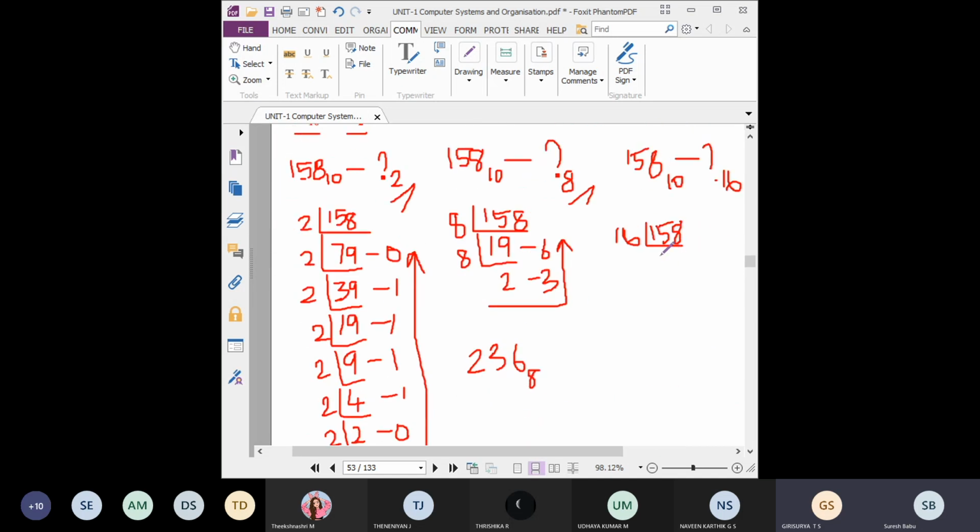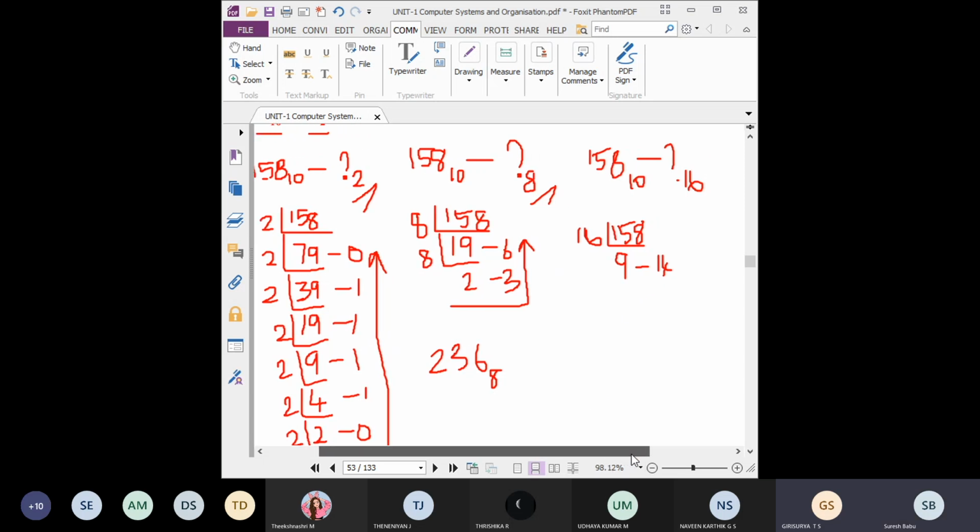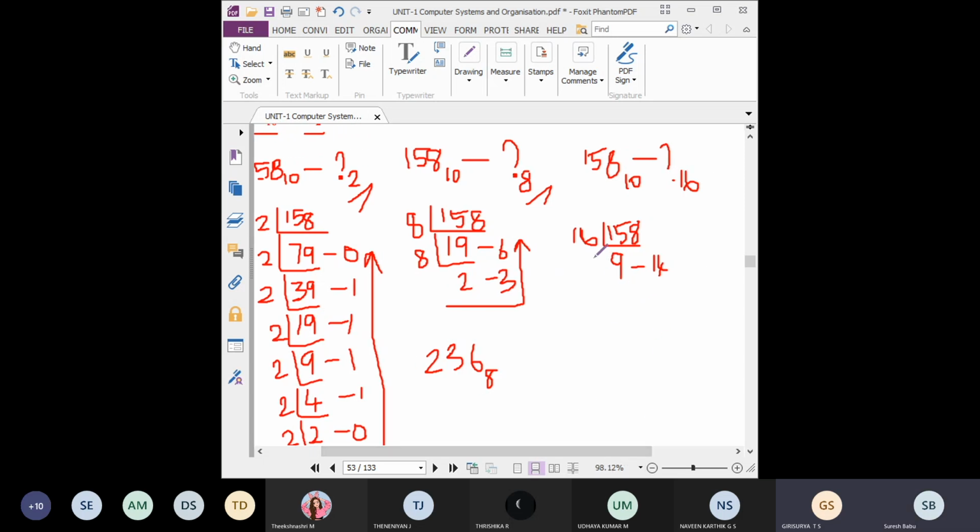158 by 16. Students, 9 times 16 will be 144. What is the remainder? 14. Okay, students, okay or not? Yes, sir. So again, can you divide or not? No, sir. You cannot divide because 9 is less than 16. So you stop it here.